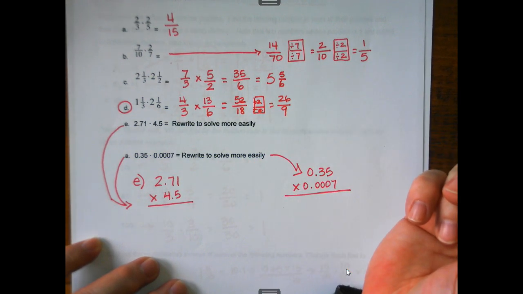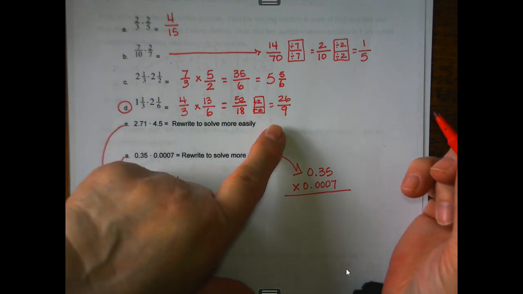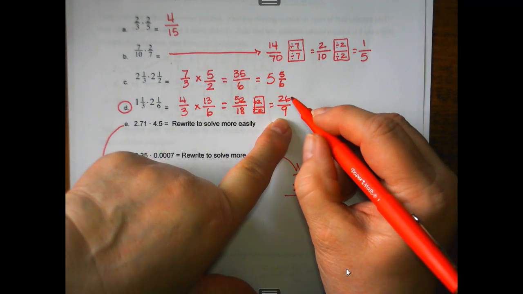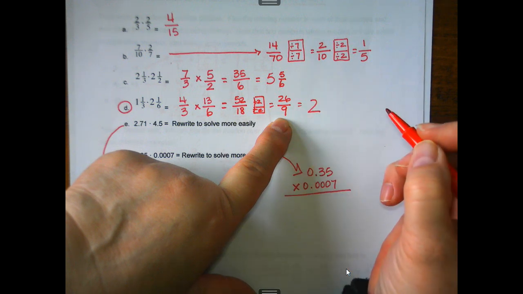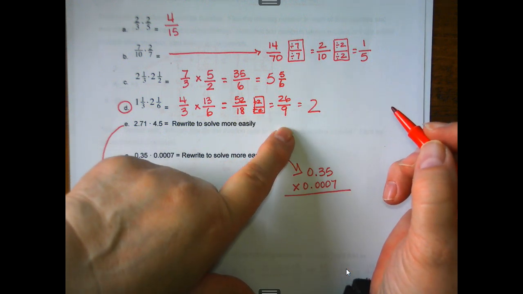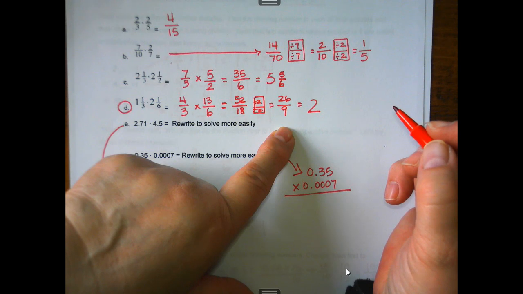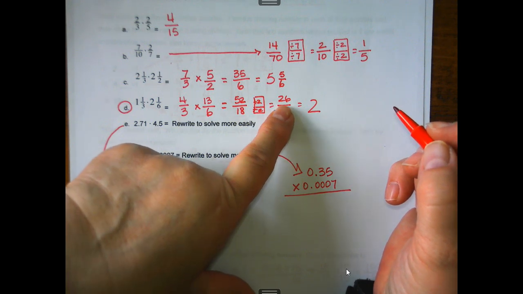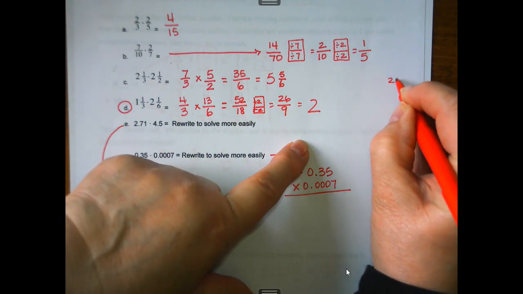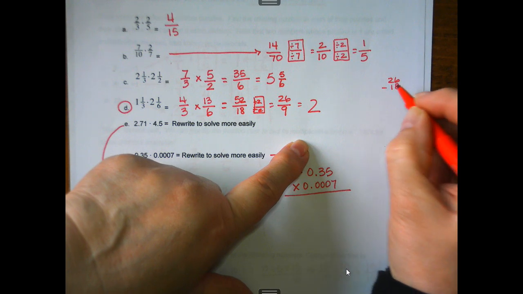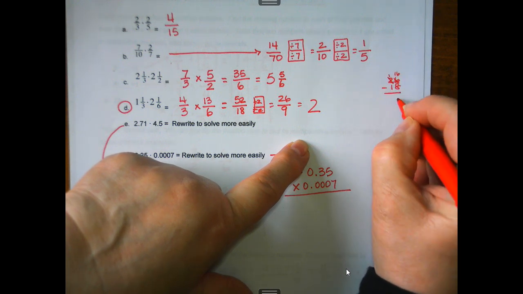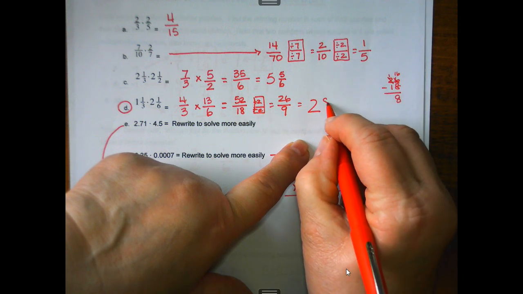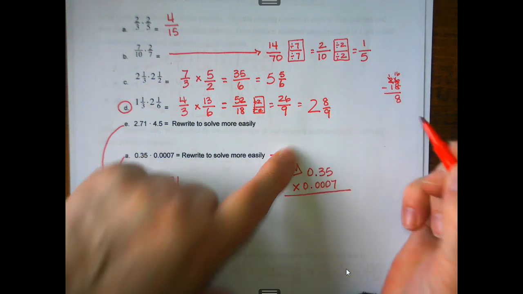That just makes it a little bit easier for me to simplify this. There are 2 whole groups of 9 that I can take away from 26. 9 times 2 is 18. And if I do 26, subtract 18 over on the side here, I have 2 and 8/9 as my answer.